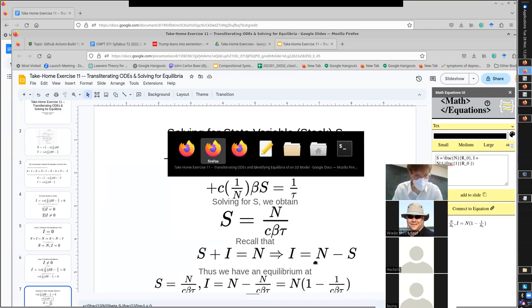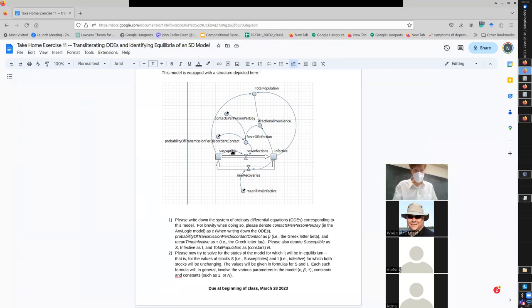Why is that? Let's go back and look at our model here. Remember, C beta tau is just contacts per day times probability per discordant contact times mean time infected. So why do I say that that product will be the number of people that the initial infected will infect before they recover? Suppose I'm the first infected. How many people do I meet per day in the population overall? Maybe I'm an infective and I meet 100 people per day total. Of them, how many are susceptible, for the basic reproductive number?